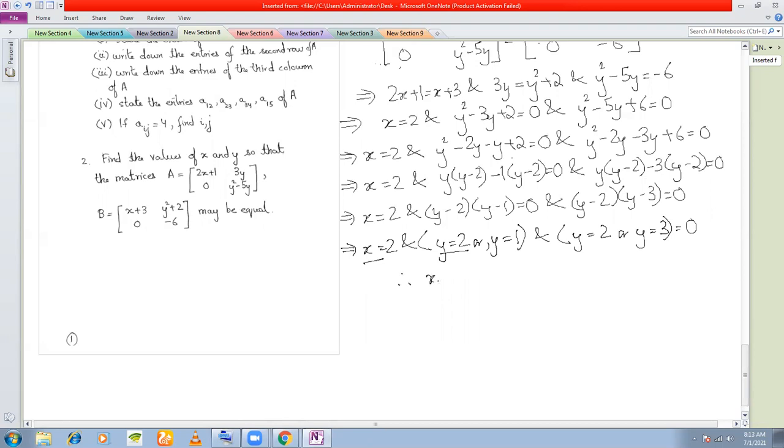Therefore, first case is x is equal to 2, y is equal to 2, right? These two are the first case. x can be equal to 2 and y can be equal to 2. Or what is the next case? x can be equal to 2 and y can be equal to 1, right? What is the third case? x can be equal to 2 and y can be equal to 3. So these three are the solutions that you're going to get. Is this absolutely clear?